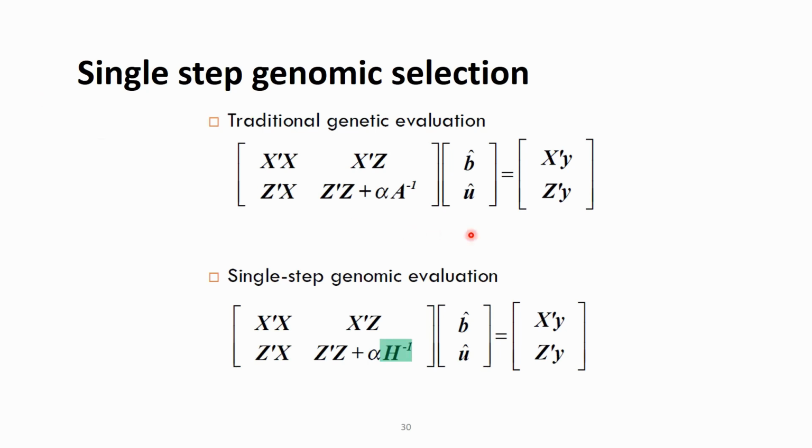And so these are quite similar to the ones that I showed you before. This is exactly the same with the traditional breeding value estimation, and this is the single-step genomic selection. And you see that basically the only difference is the relationship matrix. So this is now the so-called H matrix, which is basically the combination of A matrix and G matrix.